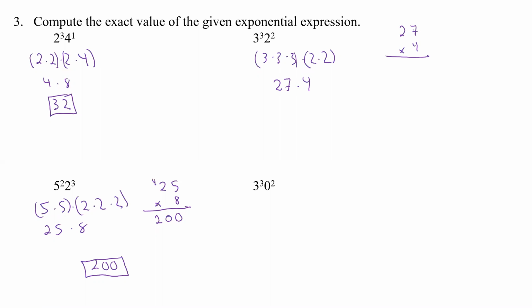Now this one's not quite as nice. It's not like a 25, so we better just multiply it out. So 4 times 7 is 28. 2 times 4 is 8, 9, 10. So we get 108.